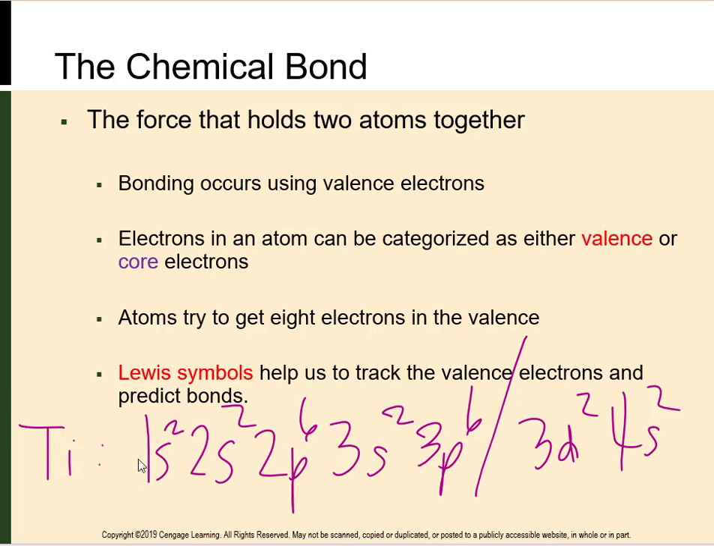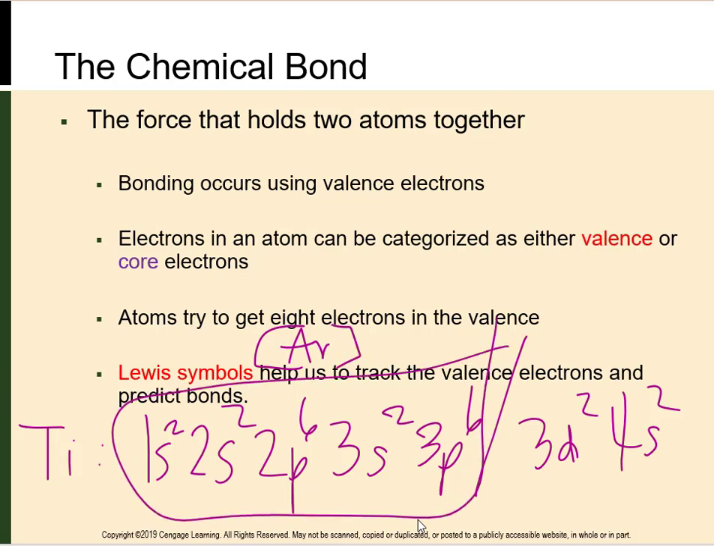So our core electrons: 1s2, 2s2, 2p6, 3s2, 3p6. Everything that's argon and below. So if we wanted to write this as Ar, everything from here on. And then again, our valence electrons would be 4s2, 3d2.